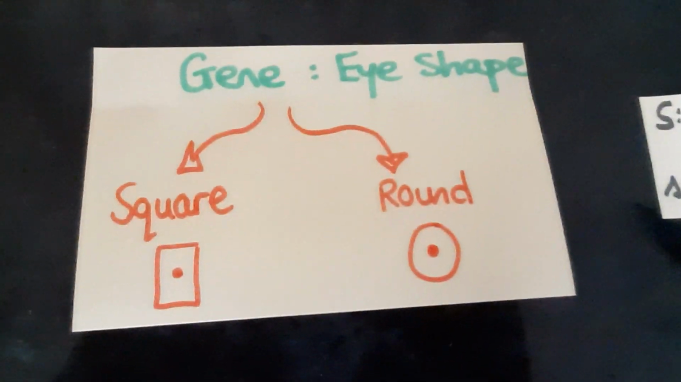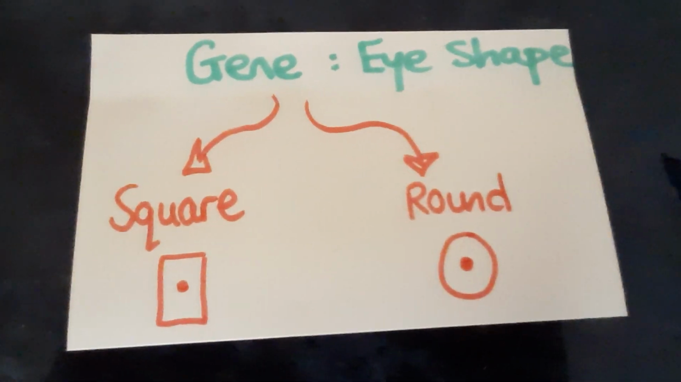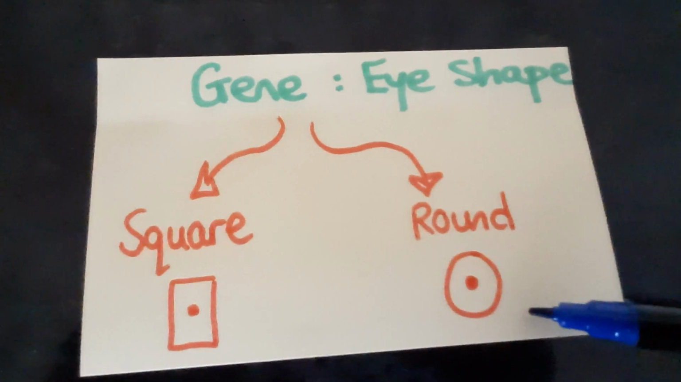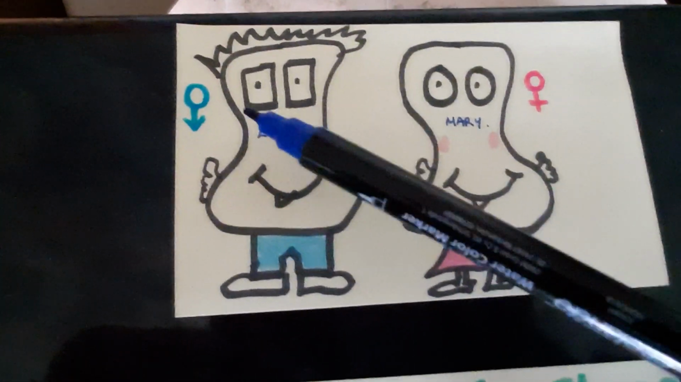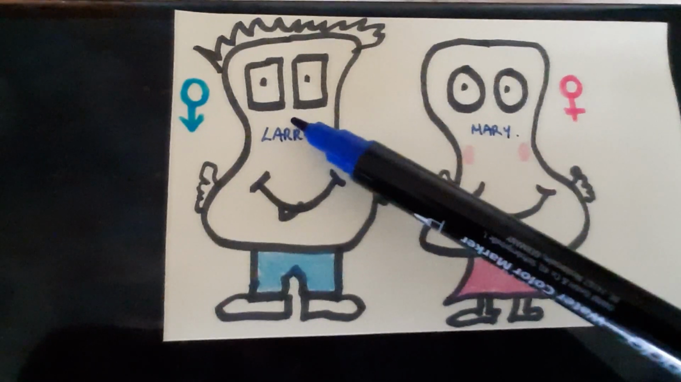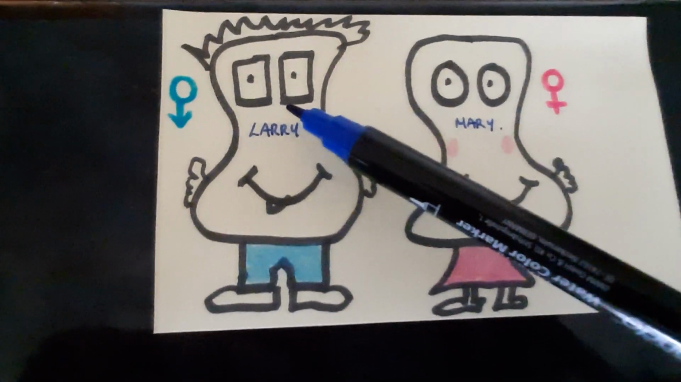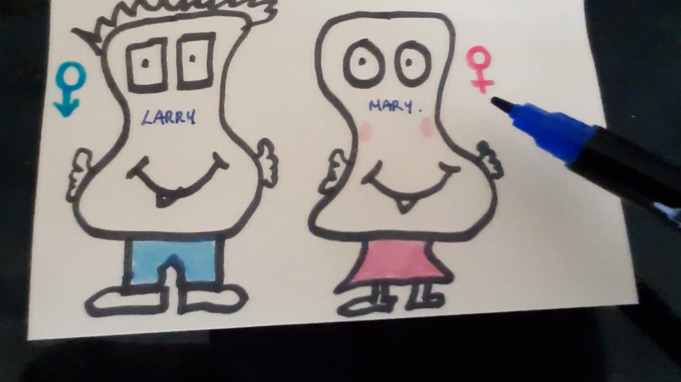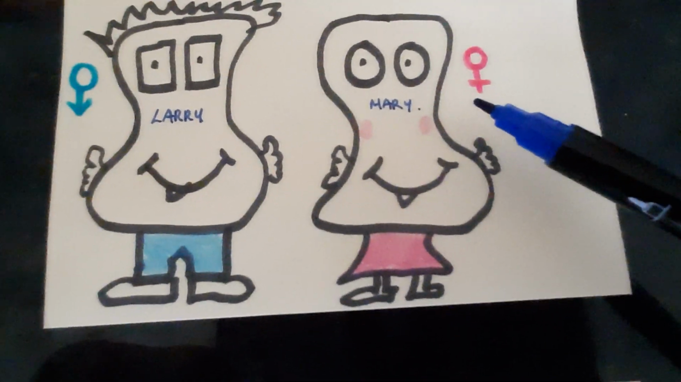So we're going to say that our gene is eye shape. They're either going to have square eyes or round eyes. And as we're looking at the moment, what Larry is expressing, or his phenotype, what he physically looks like, he has got square eyes, and Mary, her phenotype is that she has round eyes.